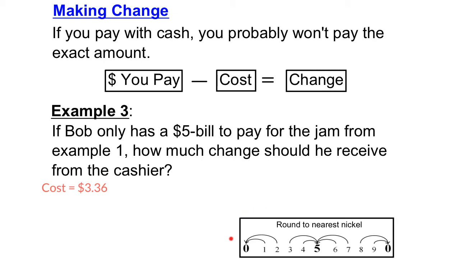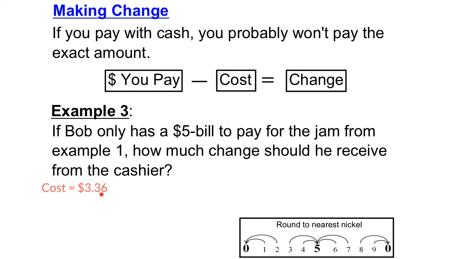And I have this little chart down here to help you. This would be something good to write down. So if your cent amount ends with a 1 or a 2, that rounds it down to the nearest 0. 3 or 4 rounds it up to the nearest 5. 6 or 7 round down to the nearest 5. 8 or 9 round up to the nearest 10.